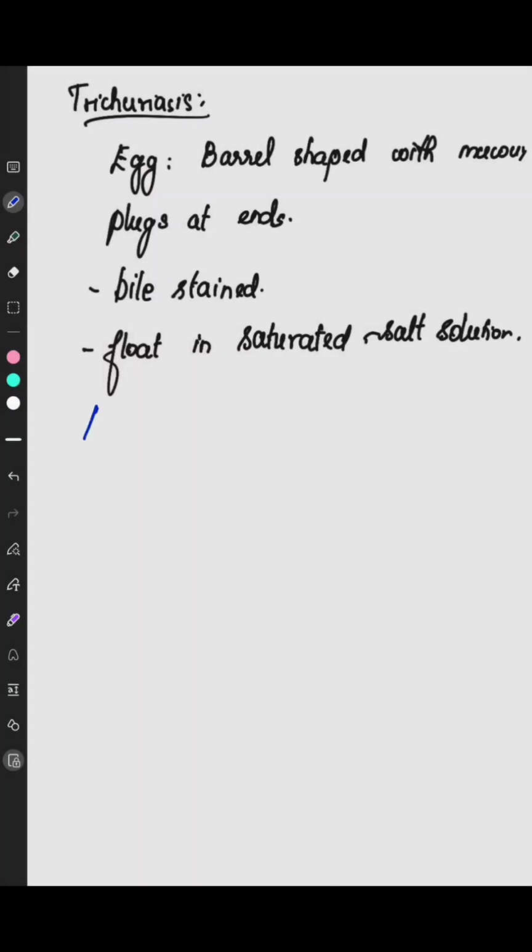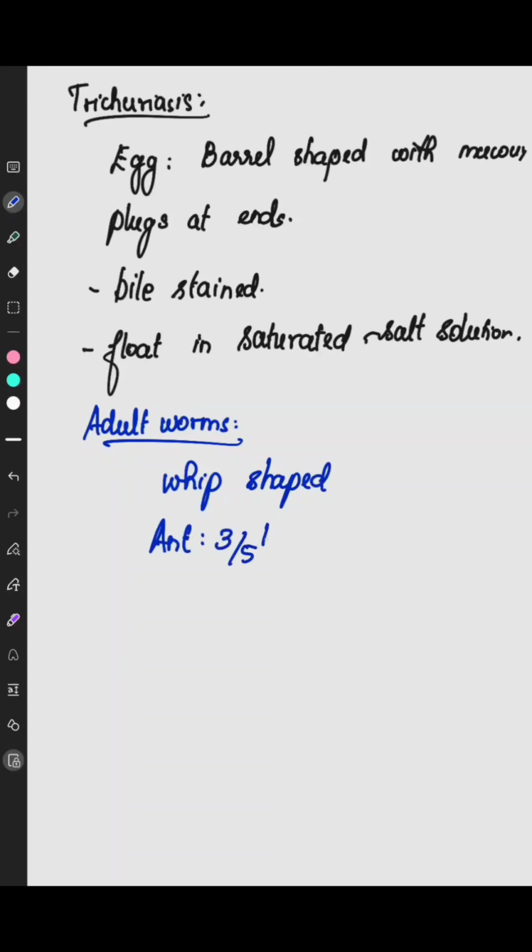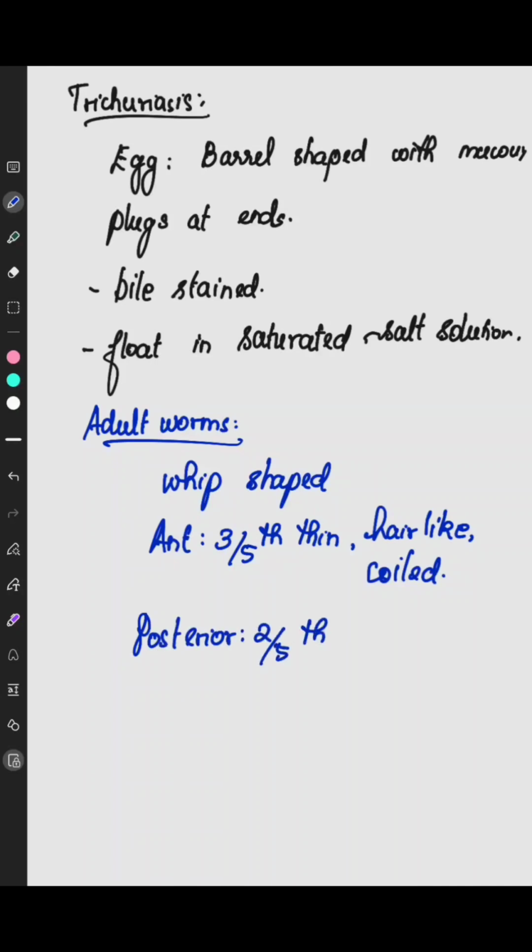The adult worm will be whip shaped. The anterior 3/5 will be thin, hair like, and it will have a coiled appearance. Only the anterior is coiled. The posterior will be short and thicker, 2/5. The anterior is longer but coiled, while the posterior is somewhat shorter than the anterior but thicker in appearance and short.